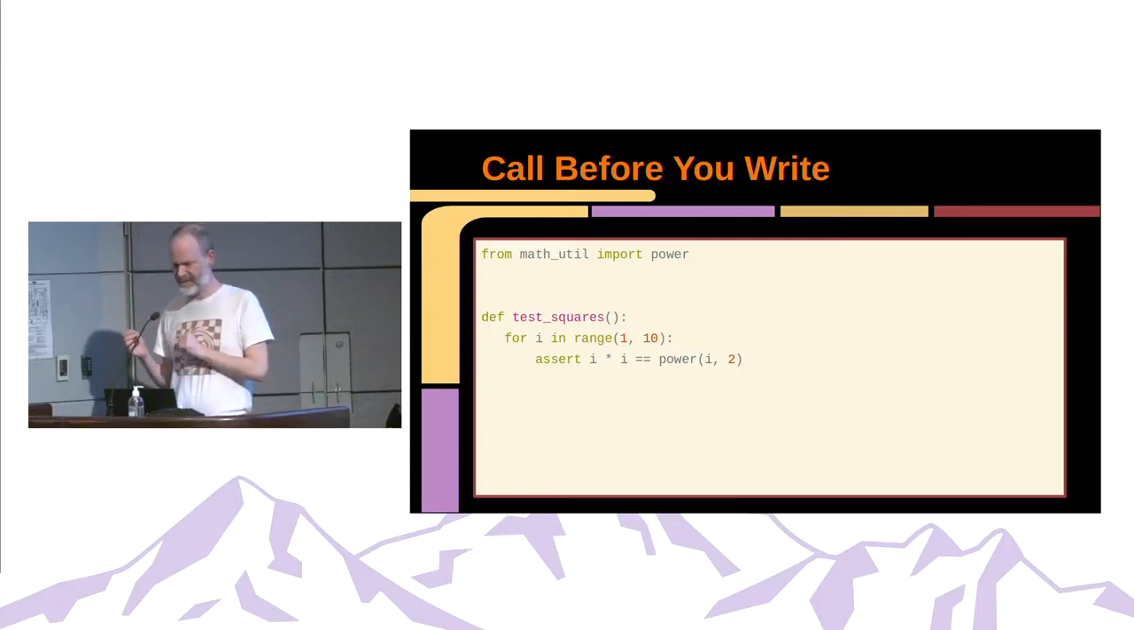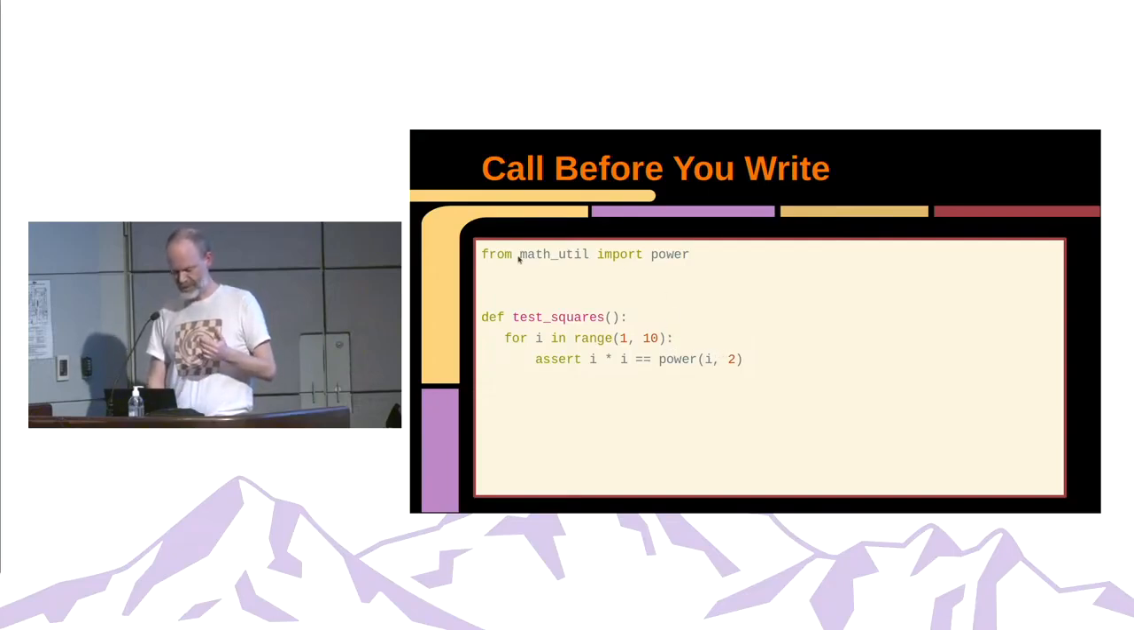Okay, so the core idea of test-driven development is the counterintuitive idea that you call the code from a test before you write the code. So even if you haven't written the math util file yet, in this example, we're going to implement a little toy function called power that raises one power to the power of another.